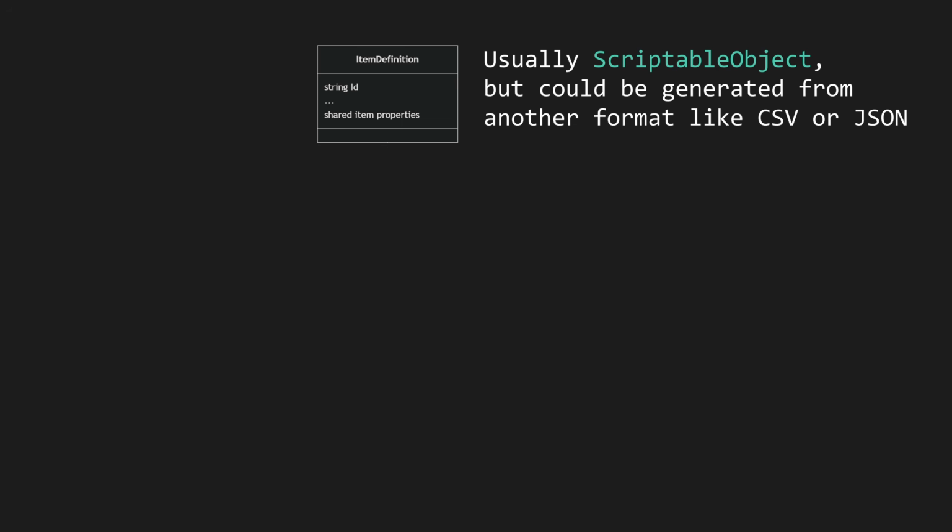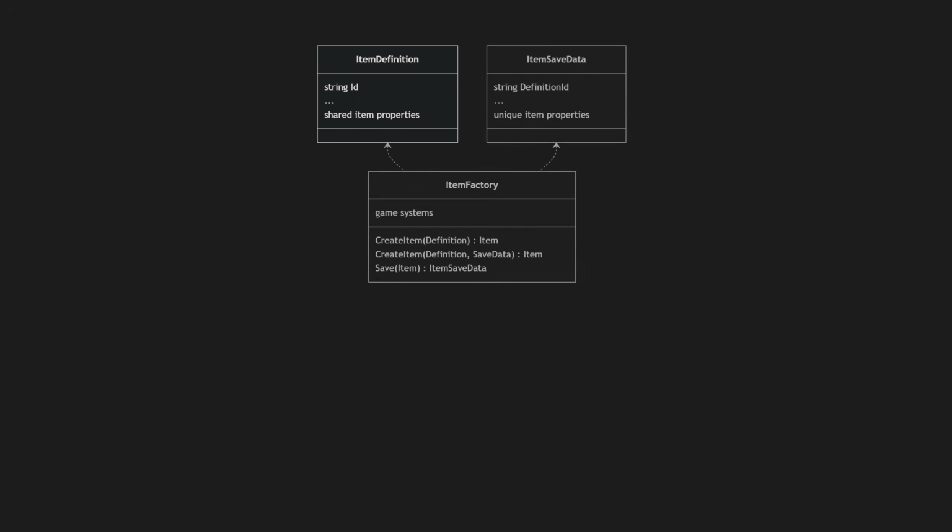This is where you define all the data and asset references that you need to create the item. At runtime, an item factory system gets the item definition. It may also get an item save data object, more on that in a second, plus any other systems or data in your game that you need to instantiate items, like loot tables, loot modifiers for special monsters or loot modifiers from the player's stats. And from all of that, it creates a runtime item.